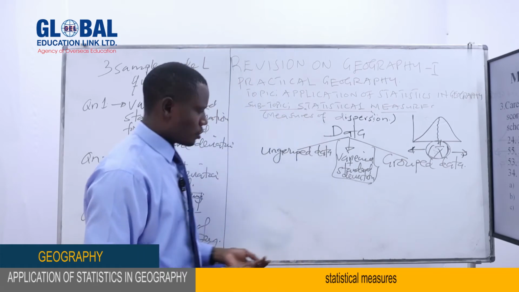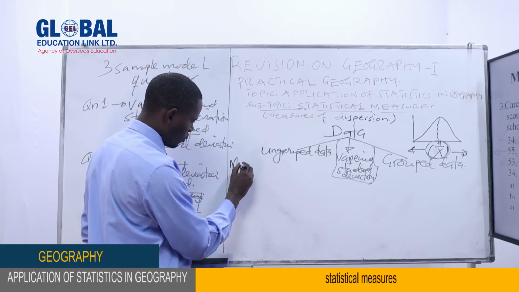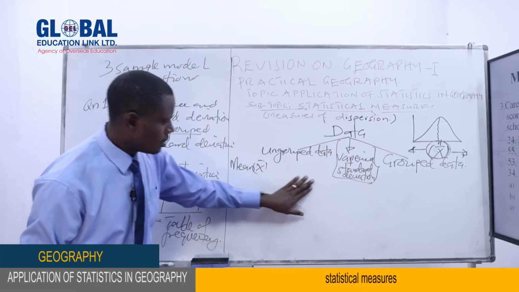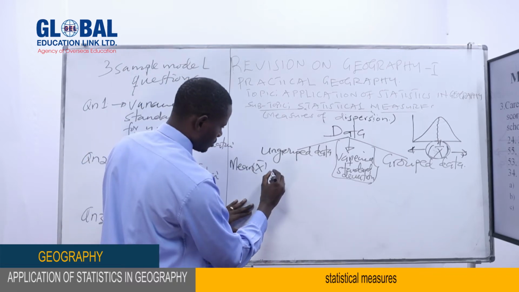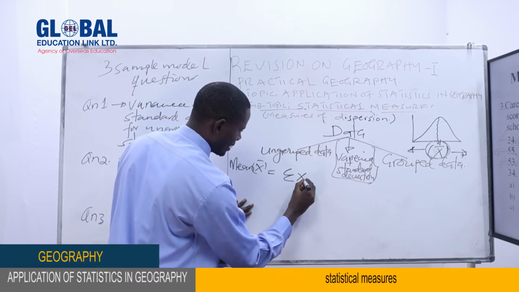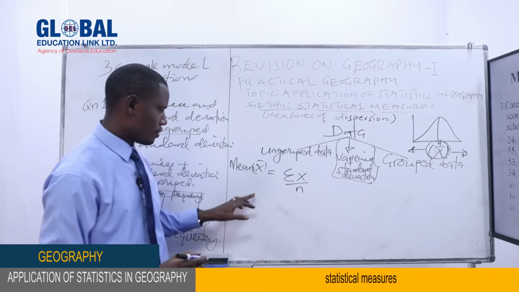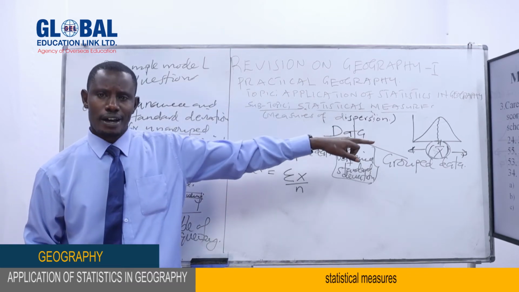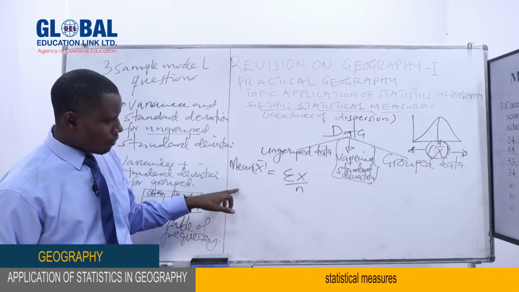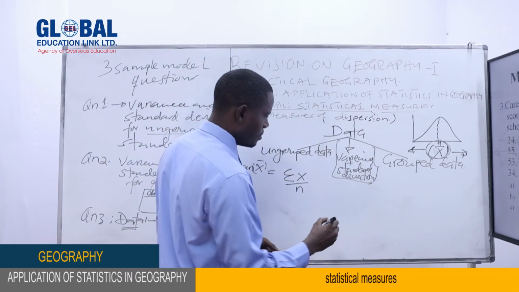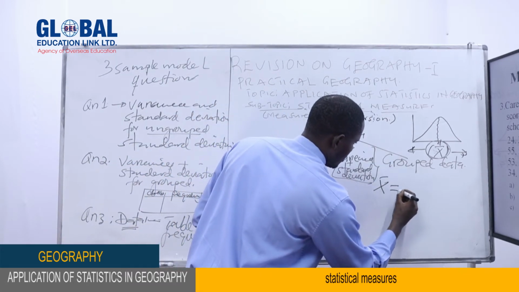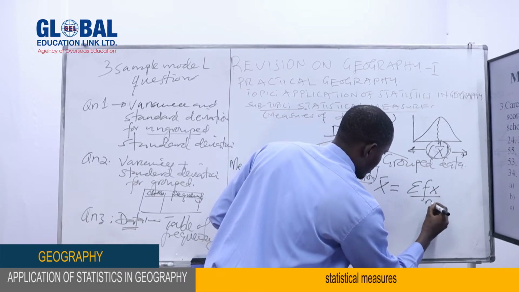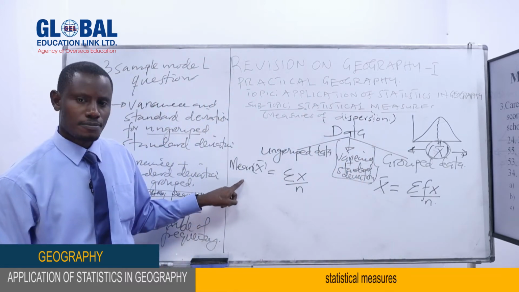So for the mean, I think we all know that the mean for ungrouped data is given by the summation of x over n. This is for ungrouped data. Then you get the mean, which is very important for the computation of the variance and the standard deviation. When you go for the grouped data, the mean is given by the summation of f x, then you divide by n. Then you get the mean.